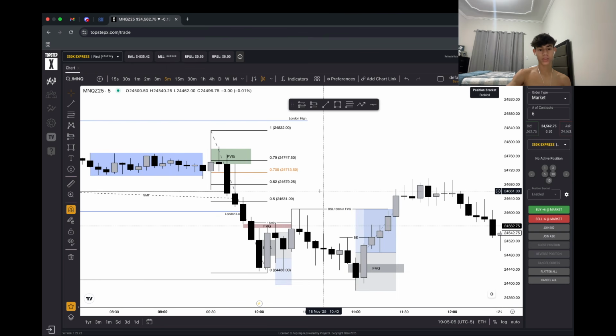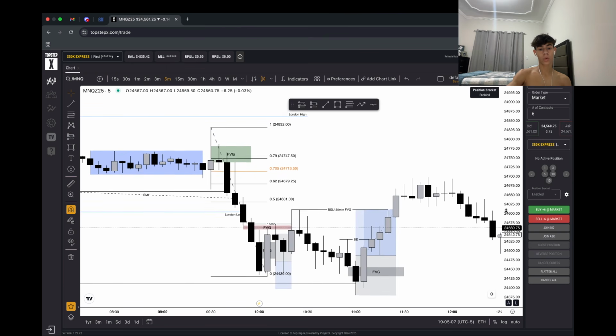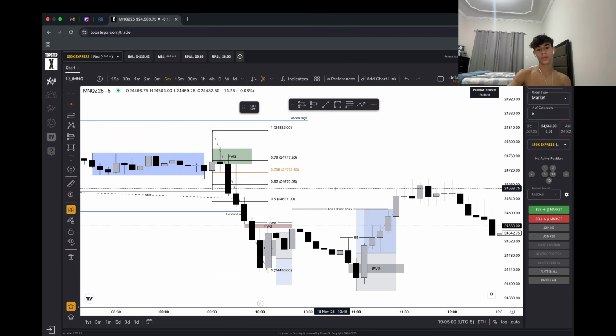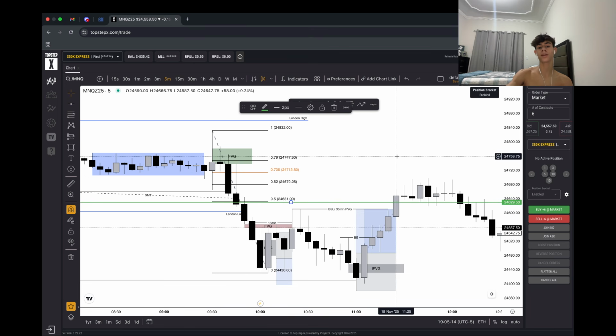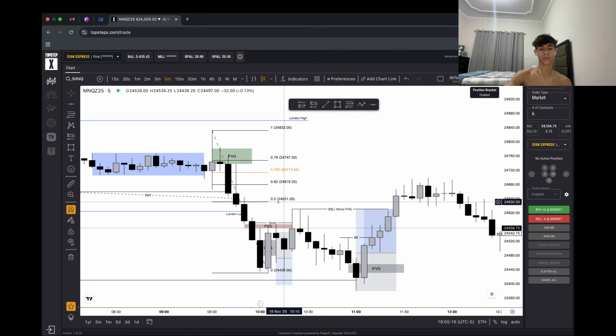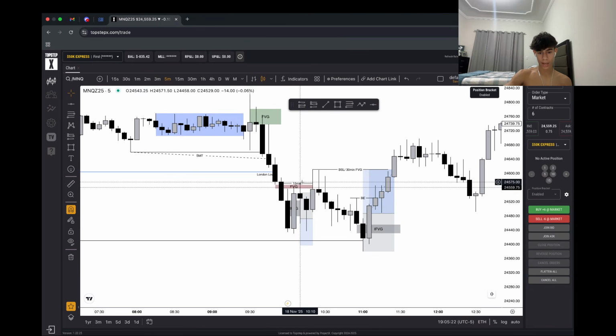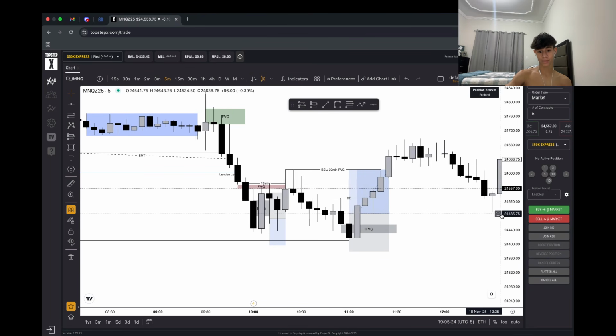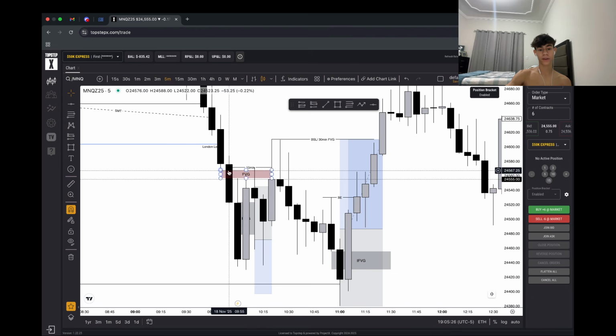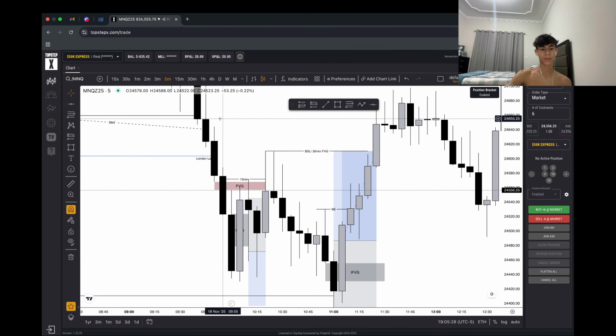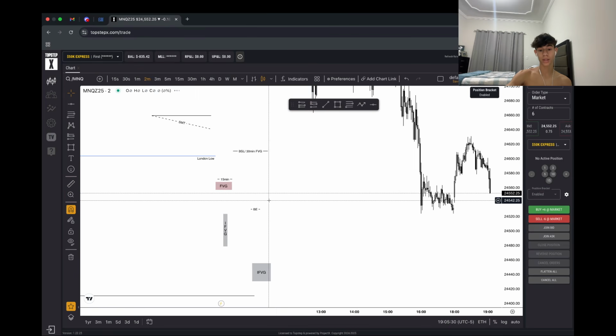But with continuations, you can definitely take it when it's in premium, but you always want to be taking it when it's in discount. So this gap right here would have been nice, and if we had a 15-minute in there, but I didn't take it. I took the most premium fair value gap. We had this 5-minute gap right here. This 15-minute wasn't formed until I entered.